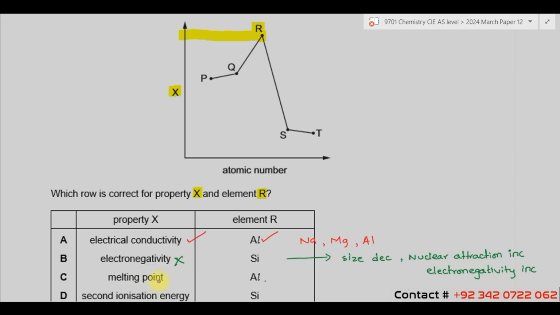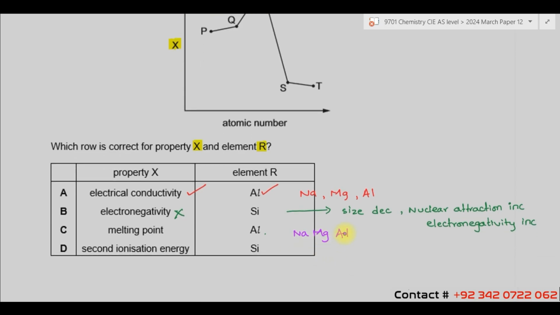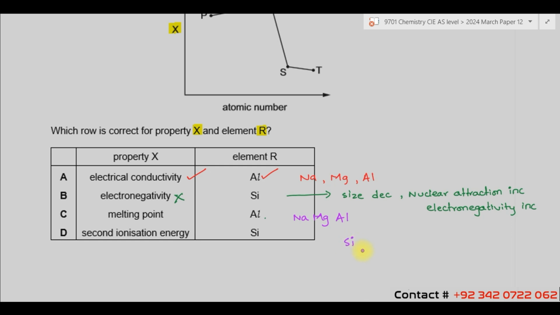Next is melting point. Melting point depends on the types of bonding and also the intermolecular forces of attraction. So we have metals, sodium, magnesium, aluminum. Melting point increases as we move across. Then we have silicon. Silicon has the highest melting point. This is because silicon has giant covalent bonding. So it cannot be aluminum because after aluminum, silicon has the highest. Electronegativity is not maximum for silicon. It should be for chlorine, which is group 7 element.